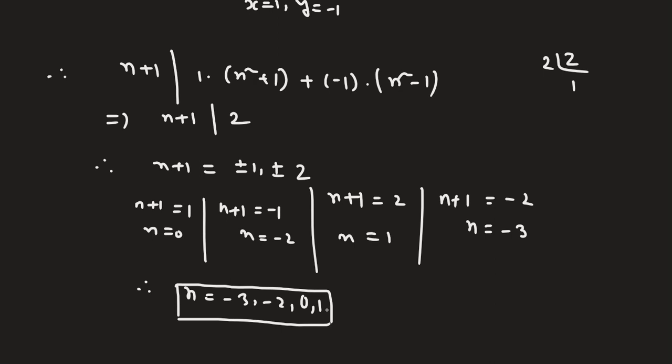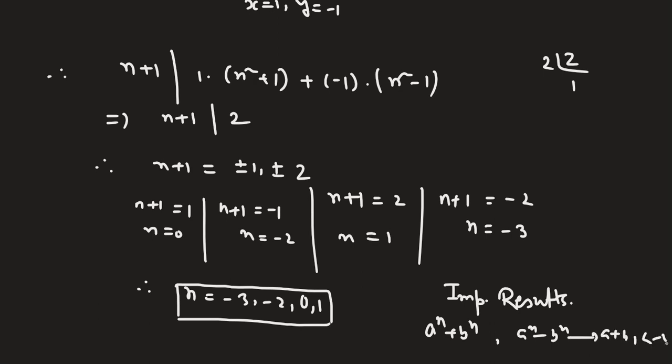Hope all of you understand up to this level, division algorithm. Then in the next video we will discuss some important results on divisibility and solve a few questions. Results like a to the n plus b to the n, a to the n minus b to the n, when it is divisible by a plus b or a minus b. On the basis of these results, we will do some important questions which generally come in the exam.